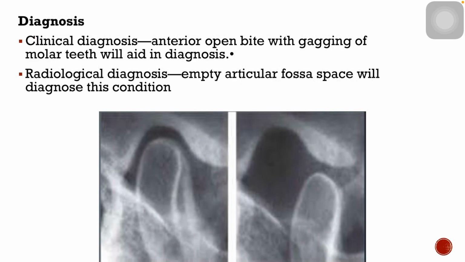Diagnosis: in clinical diagnosis, anterior open bite may be present with gagging of the molar teeth. This aids in the diagnosis of dislocation. Radiographically, we will see an empty articular fossa, as shown in this radiograph.